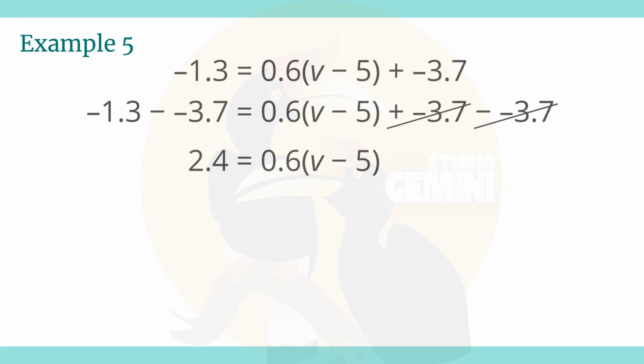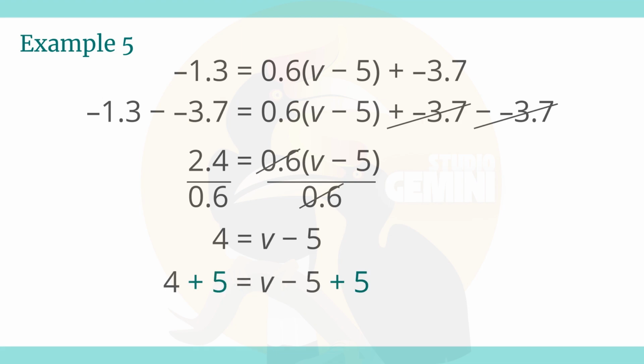So let's isolate the expression inside parentheses again by dividing 0.6 on both sides. After simplifying, we have 4 equals v minus 5. Finally, to isolate v, we'll add 5 to both sides. On the left, we get 9, and on the right, the 5's cancel, and we're left with just v. So our final answer is 9 equals v.